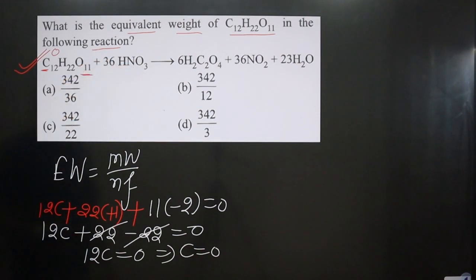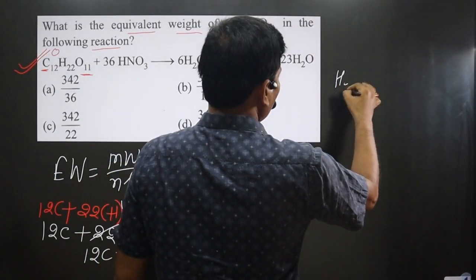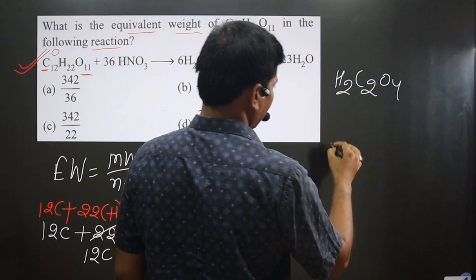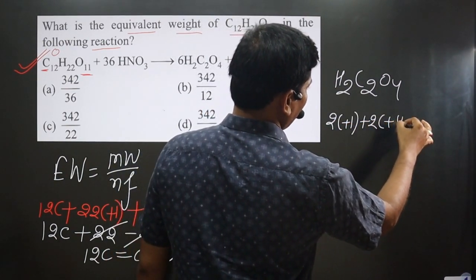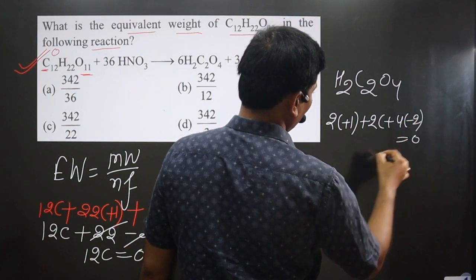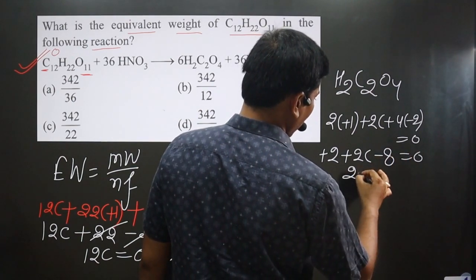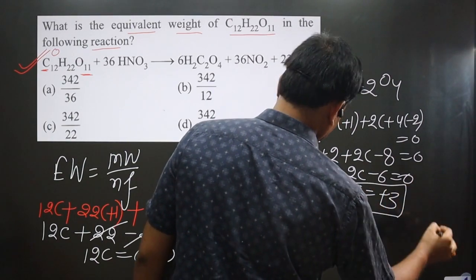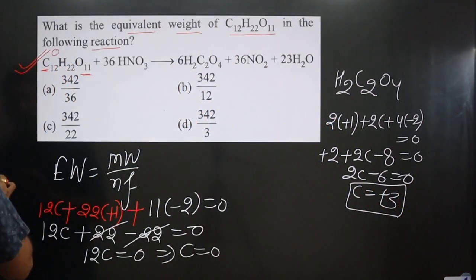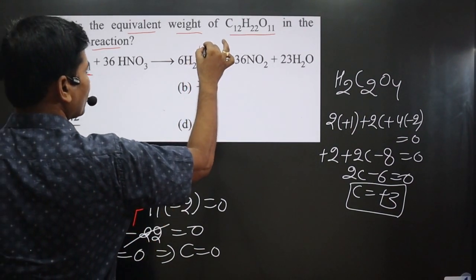On the other side, oxalic acid is there. So calculate the oxidation number for the carbon. We have H2, C2, and O4. Each hydrogen is plus 1. Then we have 2 carbon plus 4 oxygen, each oxygen is minus 2, equal to 0. Plus 2 carbon minus 8 is equal to 0. Then 2 carbon minus 6 is equal to 0. Then carbon is present in plus 3 oxidation number. We got the oxidation number of the carbon, that is plus 3.